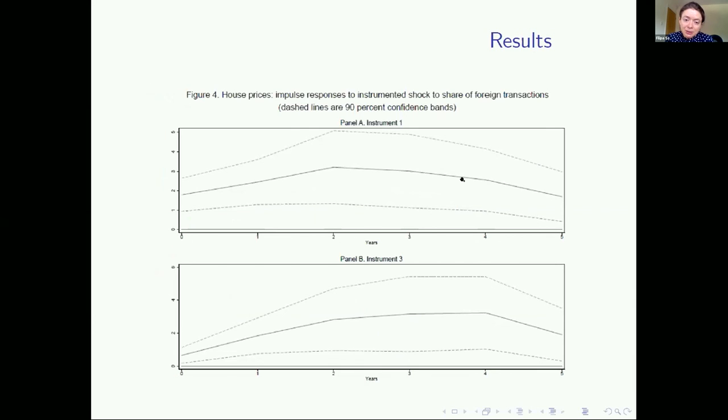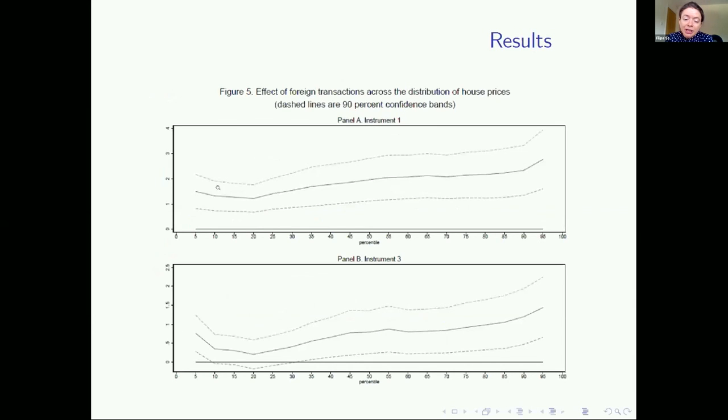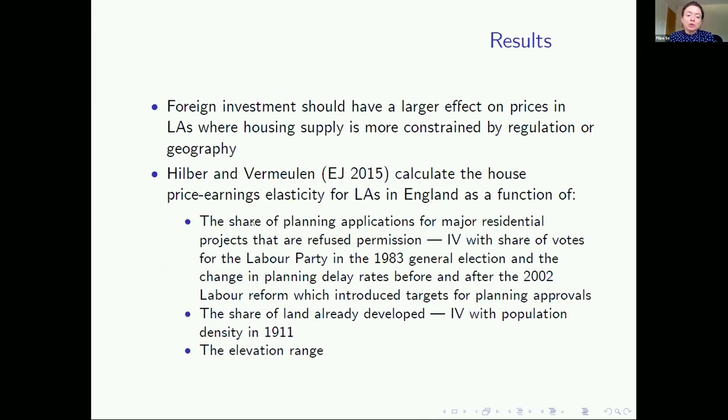on house prices. And these here are regressions at different percentiles of the house price distribution. So you can see a bigger effect here at the top end of the market, but the effect is significant even at the lower percentiles. So it's not just affecting the most expensive homes, but is affecting other places in the distribution as well.